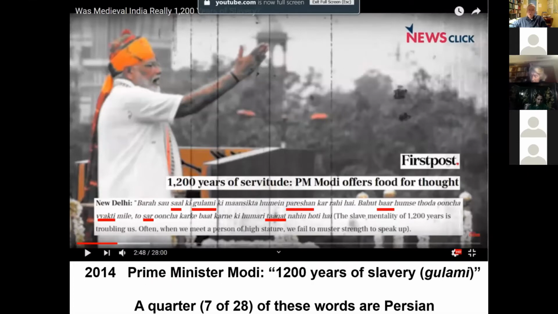But what I also want to comment on in Prime Minister Modi's remark is that when he was making this statement, quite ironically, 7 out of 28 of the Hindi words you see here are Arabo-Persian, fully a quarter of them. And that's not only ironic, but it speaks directly to the fact that the very period he's calling slavery was also a time when Persian language and Persian influence had been infiltrating India. And that was a second influence on this.